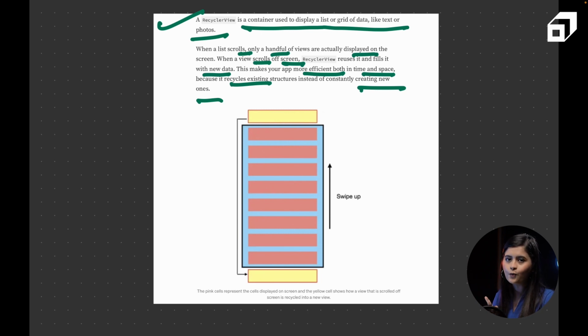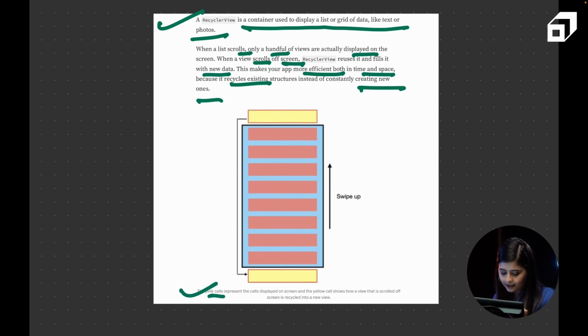In case of list view, what it does is it doesn't recycle the already present views, it always creates new ones, and that's where the space, the time, everything is hampered for your application. And that's why recycler view is considered to be an upgraded version of list views. You can do multiple things with the help of recycler view.